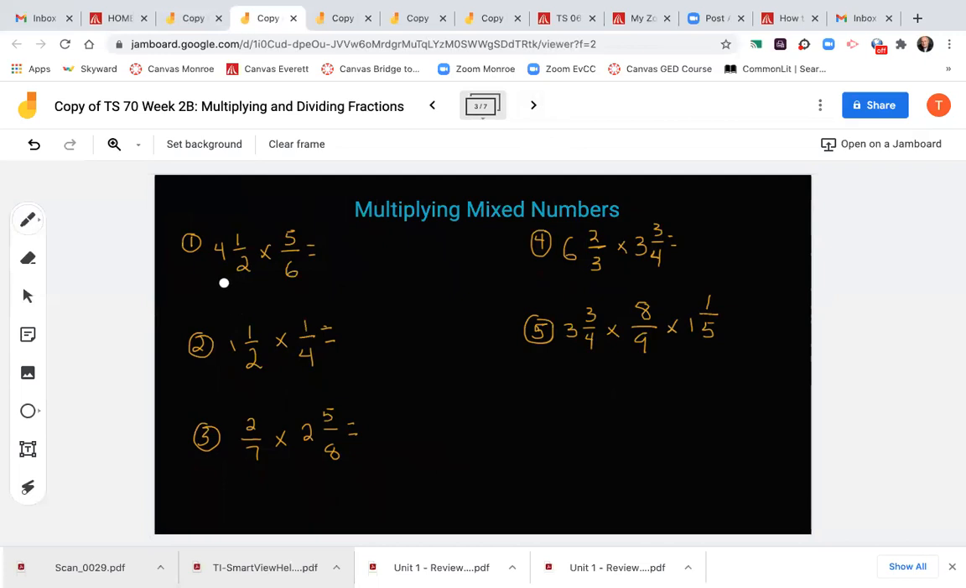Here's the rule. You have to change the mixed numbers to improper fractions before you can multiply them, okay? And here's how you do it.